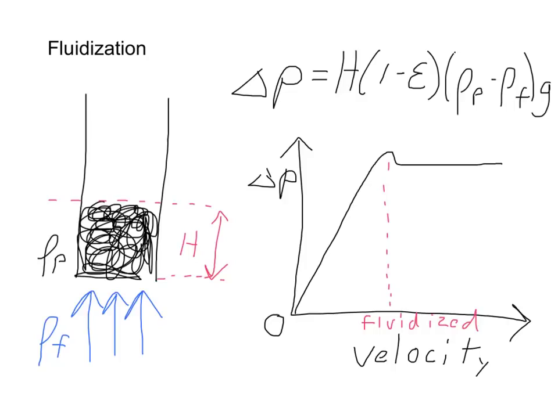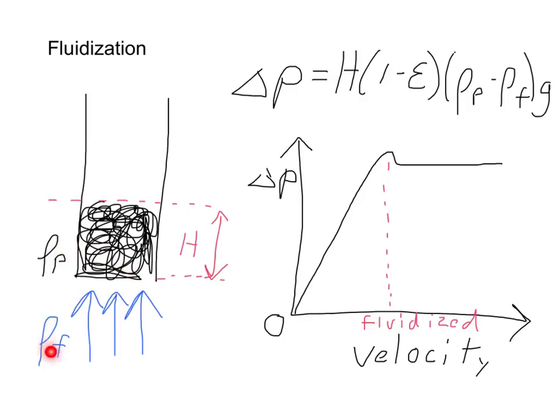Today we're going to talk about fluidization. Fluidization involves any set of particles that are put into a fluidized state by a fluid, which can either be liquid or gas. So in the diagram over here on the left, I have a picture of a bed of particles indicated by the black squiggles down here, and they would have some density, rho p.